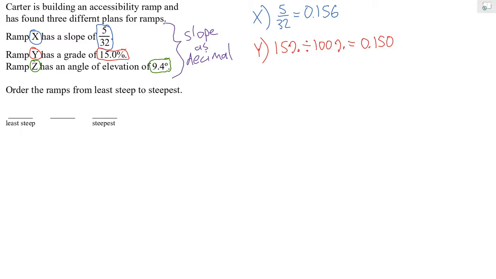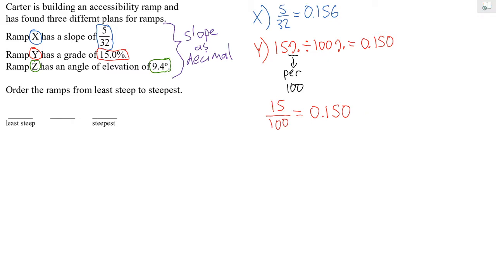The other way is that percent literally means per 100. So we could take this 15% and make it 15. Per means divided by, so we could do 15 per 100. And 15 divided by 100 is 0.15, with a 0 to make it 3 decimal places.